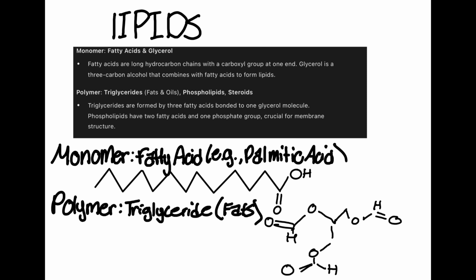Lipids: fatty acids and glycerol. Fatty acids are long hydrocarbon chains with a carboxyl group at one end. Glycerol is a 3-carbon alcohol that combines with fatty acids to form lipids. Triglycerides, phospholipids, and steroids. Triglycerides are formed by 3 fatty acids bonded to one glycerol molecule. Phospholipids have 2 fatty acids and 1 phosphate group, crucial for membrane structure.